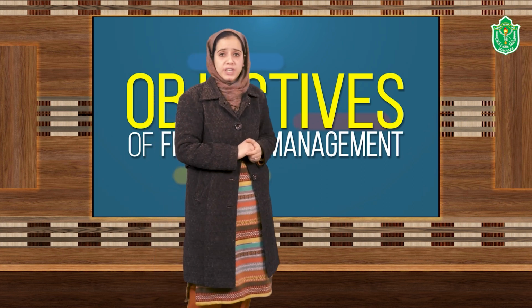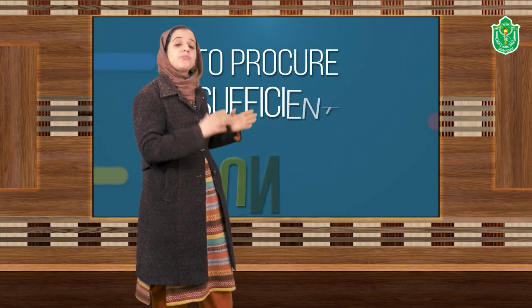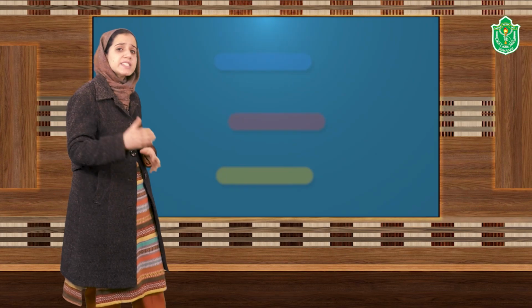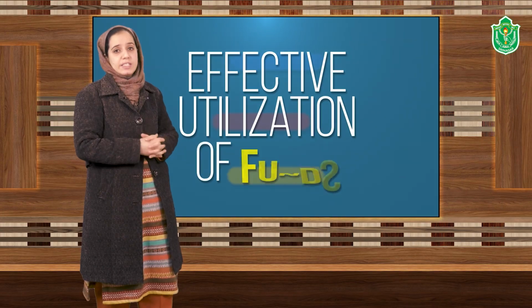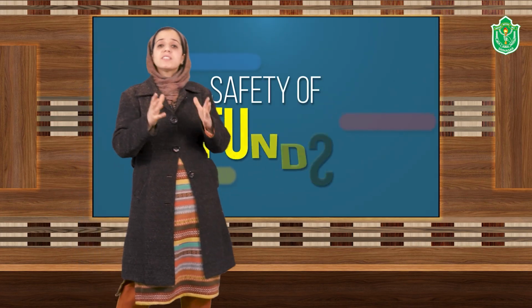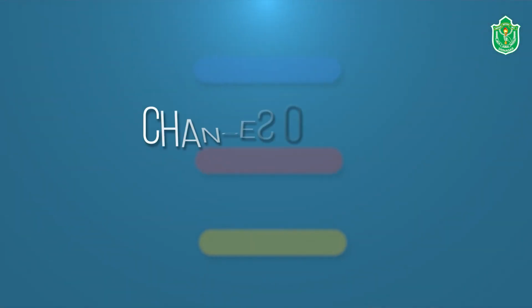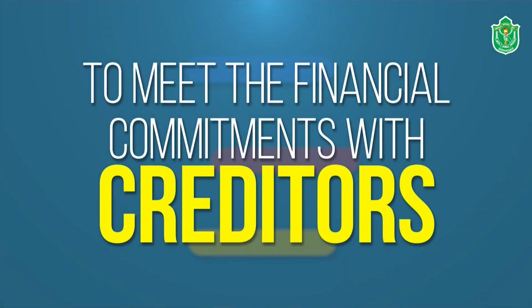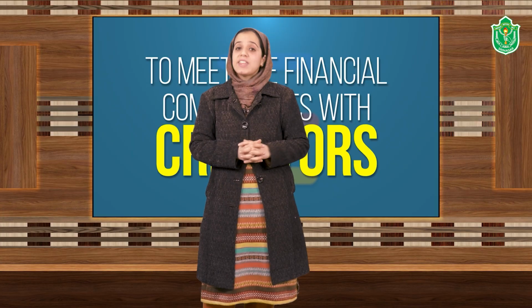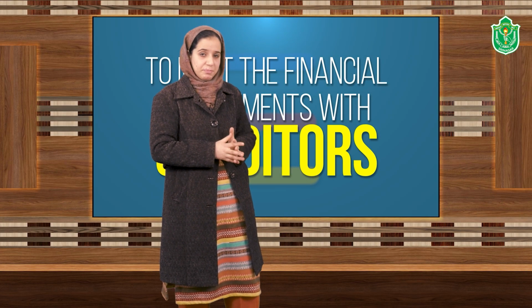The other supporting objectives include to procure sufficient funds for the organization. Adequate and regular supply of funds are to be maintained for the smooth functioning of the enterprise. The next is to ensure effective utilization of funds. Then to ensure safety of funds. The chances of risk in investment should be minimum possible. And the last is to meet the financial commitments with creditors. Financial management ensures that the creditors are paid on time.